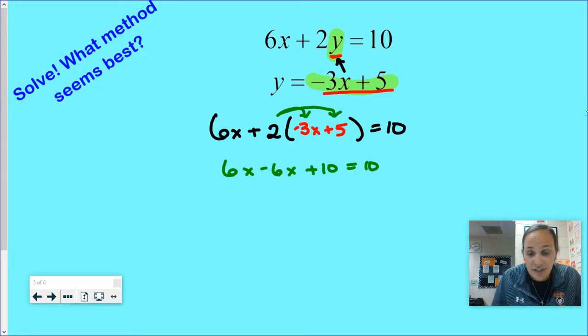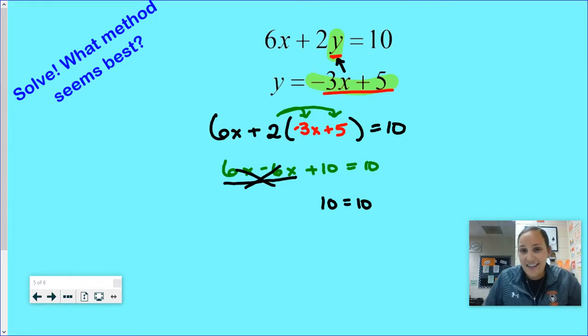Oh, that's a tricky problem. Because what's going to happen here? My next step is to combine like terms. But when I combine these two like terms, 6x minus 6x, they're going to cancel. So what I'm really left with is 10 equals 10. And when I get that kind of a weird cancellation thing, I have to ask myself, does that make sense? Does 10 equal 10? And it does. So the answer to this problem is infinitely many solutions.